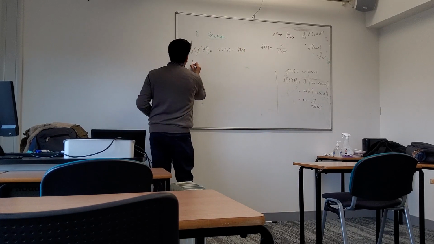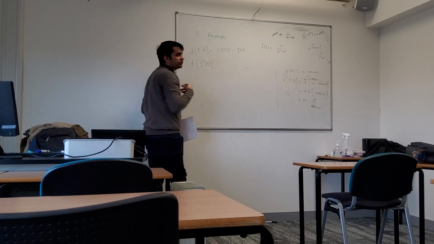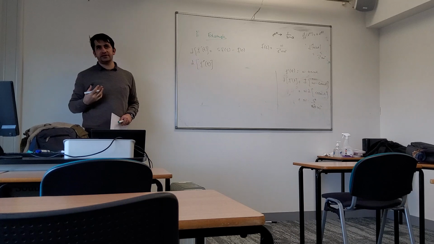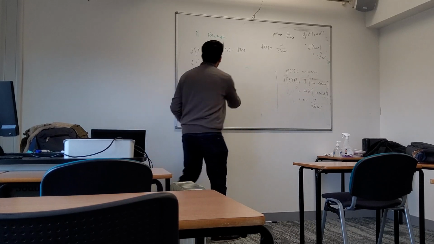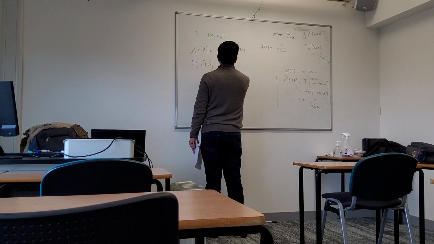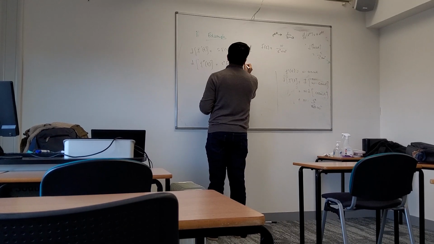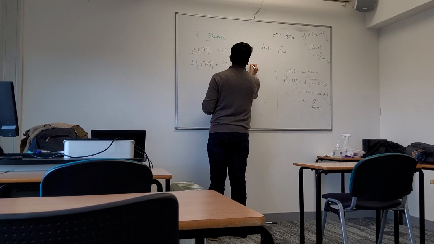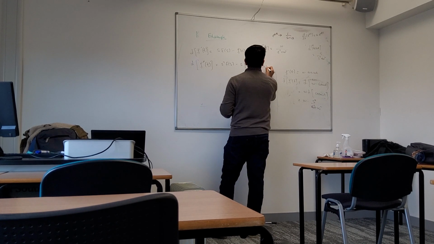What if we have a double derivative? You know what I mean by double derivative, right? It's like a derivative of a derivative. So what if you have a double derivative? For a double derivative, it will be s squared f of s minus s f of 0 minus f prime of 0.